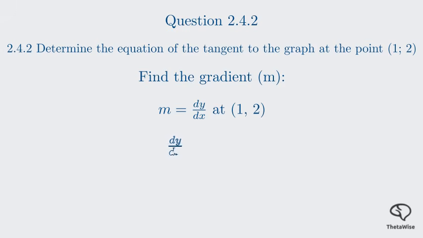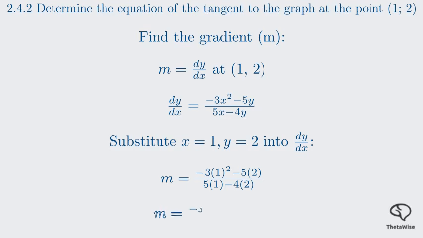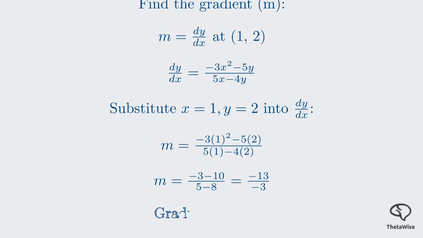The derivative is negative 3x squared minus 5y, all over 5x minus 4y. To find the gradient at the point 1, 2, we substitute x equals 1 and y equals 2 into this formula. The numerator is negative 3 minus 10, which is negative 13. The denominator is 5 minus 8, which is negative 3. A negative divided by a negative is a positive, so the gradient of the tangent line is 13 over 3.